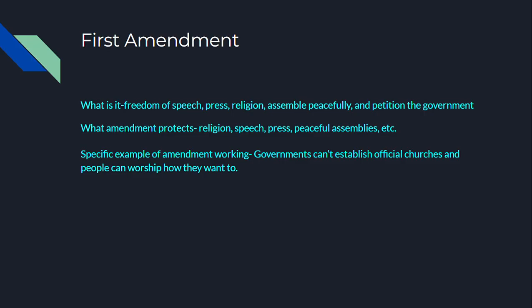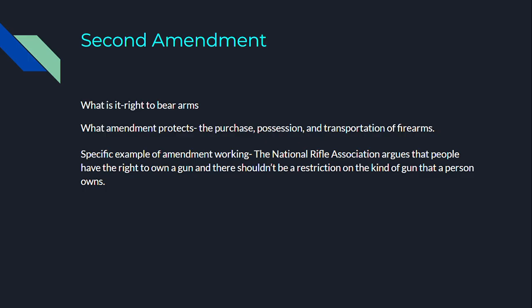What is it? It's the freedom of speech, press, religion to assemble peacefully and petition the government. What the amendment protects is religion, speech, peaceful assemblies, press, and pretty much everything you see under what it is. A specific example of the amendment working is governments can't establish official churches and people can worship how they want to.